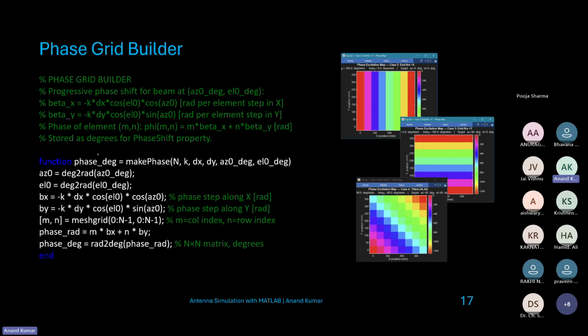So you must have seen in the previous part, when we were building the array, where we were using this object as phase degree inside the array.